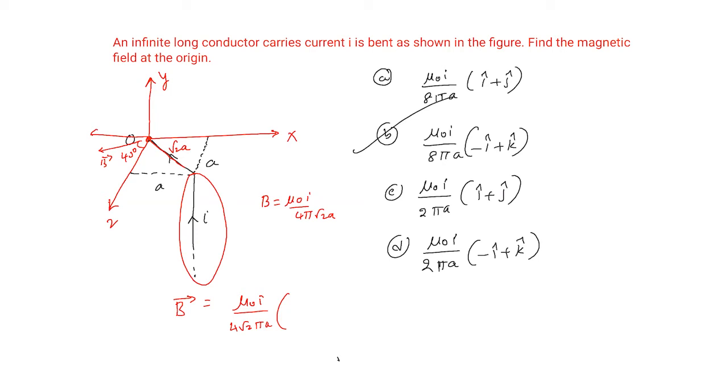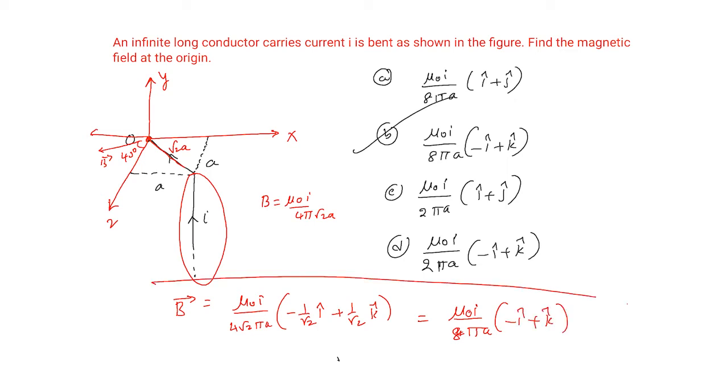One component will be along the positive z-axis, another along the negative x-axis. So minus 1 by root 2 I cap plus 1 by root 2 k cap. Taking 1 by root 2 common, it becomes mu naught I by 8 pi a times minus I cap plus k cap. So this is how we get it.